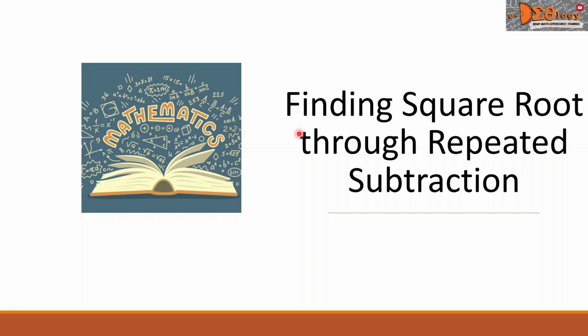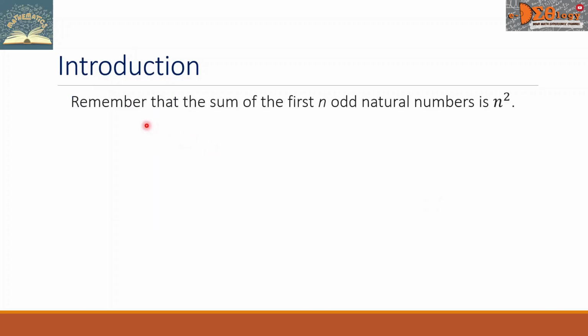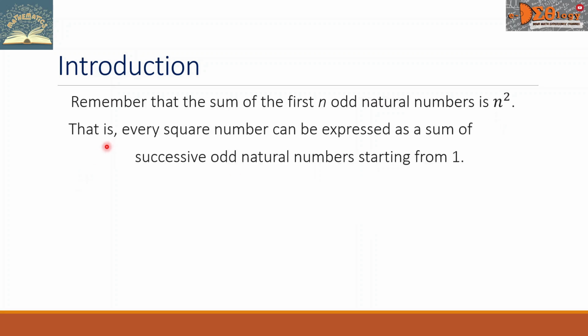Hi everyone. Today we're going to study finding square root through repeated subtraction. Remember that the sum of the first n odd natural numbers is n squared. That is, every square number can be expressed as a sum of successive odd natural numbers starting from 1.